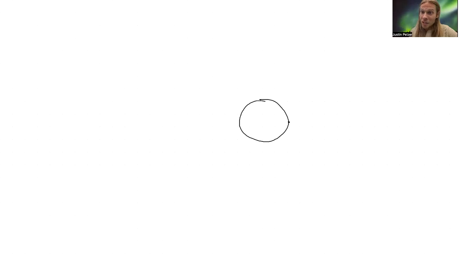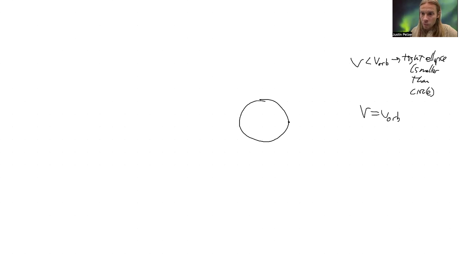But all I want to do today is present you with this. If V is less than V orbit, circular, you get a tight ellipse that is smaller than the circle. If V equals V orbit, you get a circle. Smaller than circle at R naught, circle at R naught. Because you have some R naught, right? We're going to want to have that R naught be in space in order to have the tighter ellipse, but I'll show you what happens in a second. It's going to blow your mind.